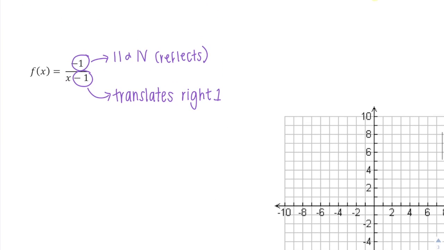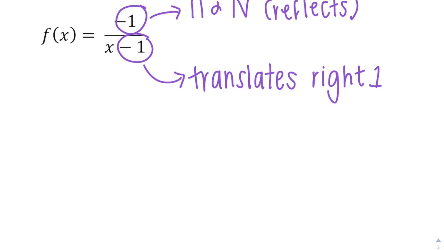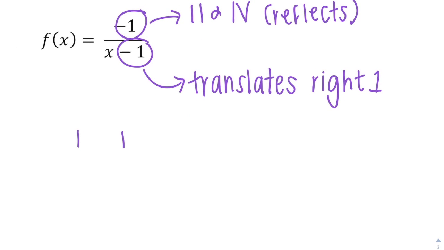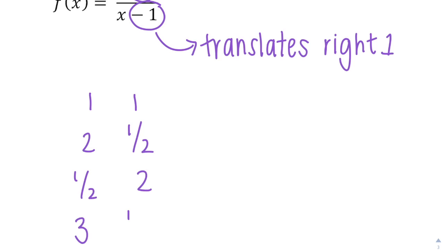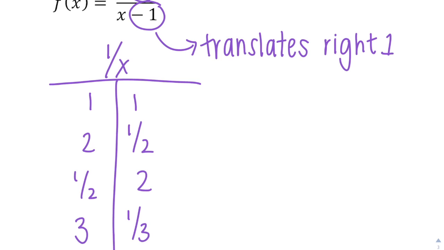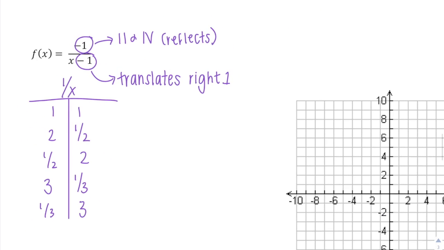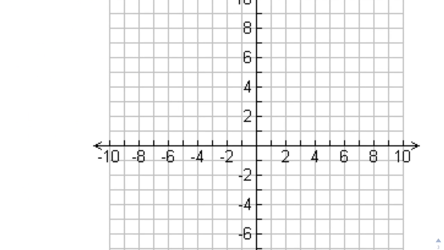So if I plug in 1, starting with the positives, I have (1, 1) is a point. I have (2, 1/2), (1/2, 2), (3, 1/3), (1/3, 3). This is my parent function, 1 over x. That's the table that I'm making right now. But instead of (1, 1), it's now going to be (1, -1) or (-1, 1). And then it's not going to be (2, 1/2). It's going to be (2, -1/2), or (1/2, -2).